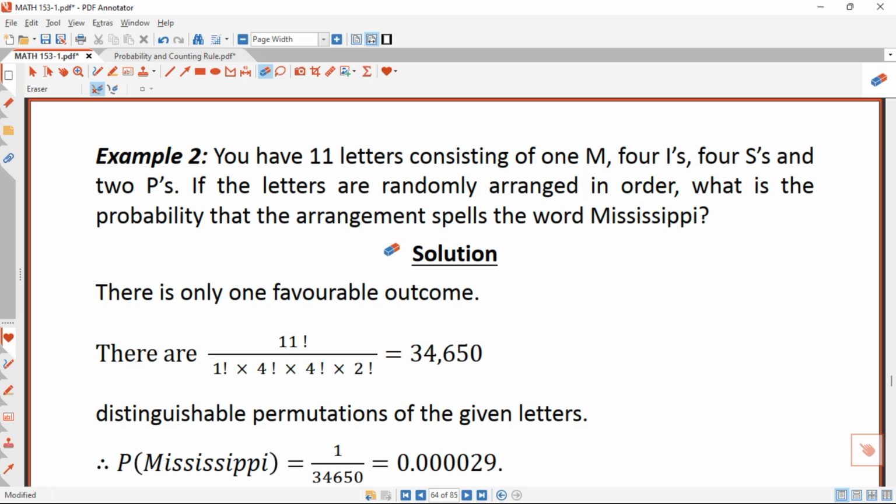Let's go to the second question. So here we have 11 letters consisting of 1 M, 4 I's, 4 S's, and 2 P's. If the letters are randomly arranged in order, what is the probability that the arrangement spells the word Mississippi, right? So here we know clearly that the probability of an event is equal to the number of events divided by the number of sample space. Our number of events is equal to 1 because of the word Mississippi, right? That is just a word.